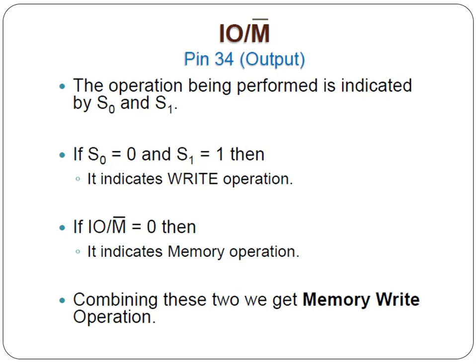If we combine S0 S1 together with input output memory bar: if IO/M bar equals 1 and S0 S1 is 0 and 1, it is a write operation at the input output port. Since IO/M bar equals 1, the operation is performed on the input output port, otherwise it is a memory operation.